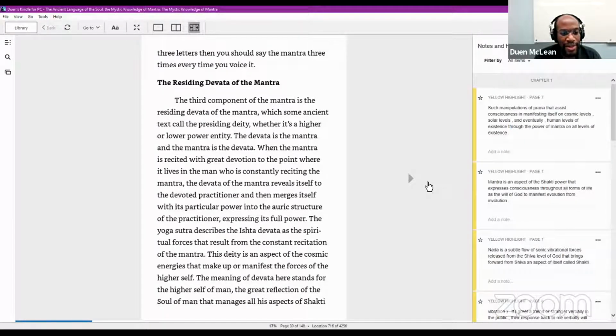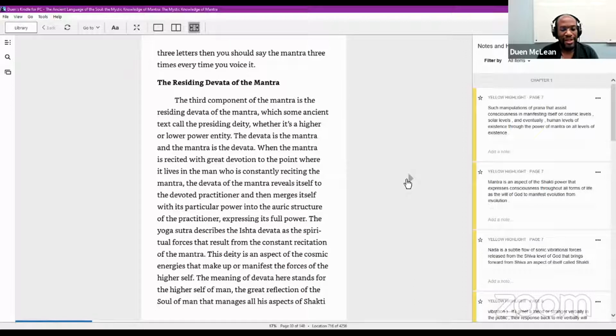When the mantra is recited with great devotion to the point where it lives in the man who is constantly reciting the mantra, the devata of the mantra reveals itself to the devoted practitioner and then merges this particular power into the auric structure of the practitioner, expressing its full power. The Yoga Sutra describes the Ishta Devata as the spiritual forces that result from the constant recitation of the mantra.